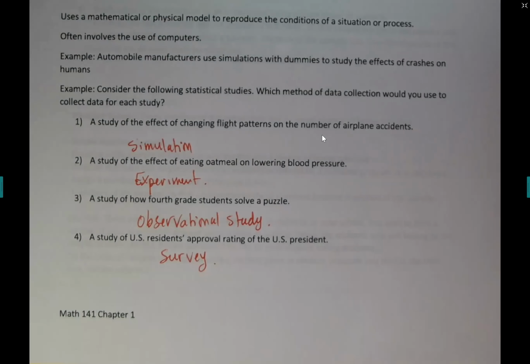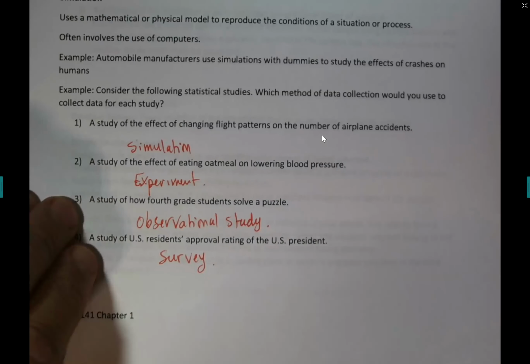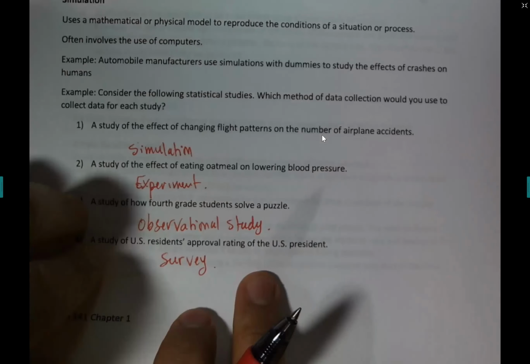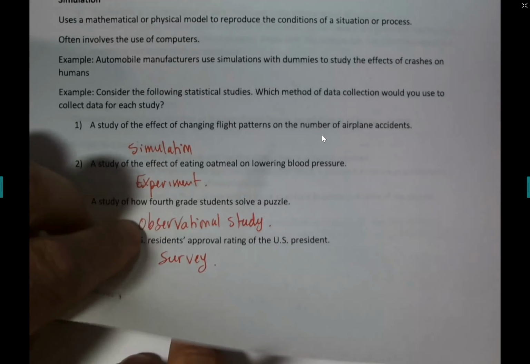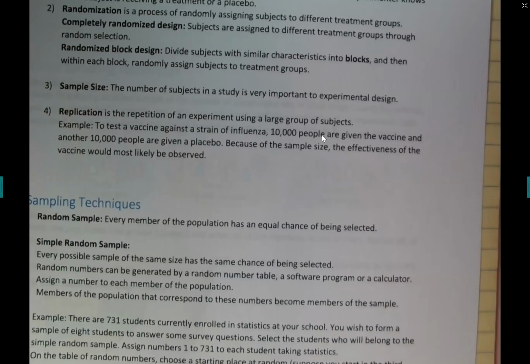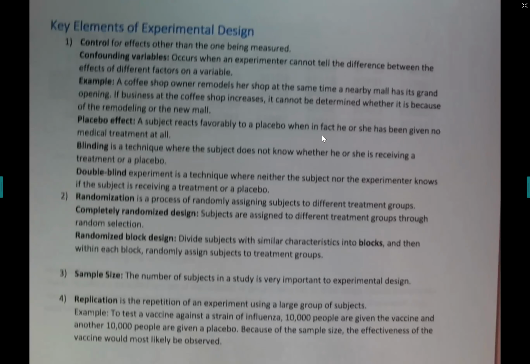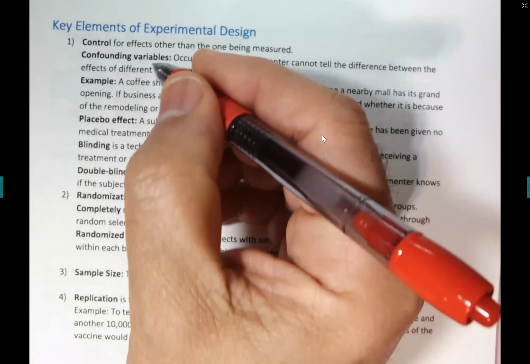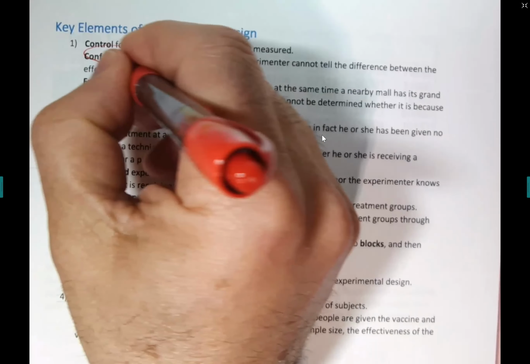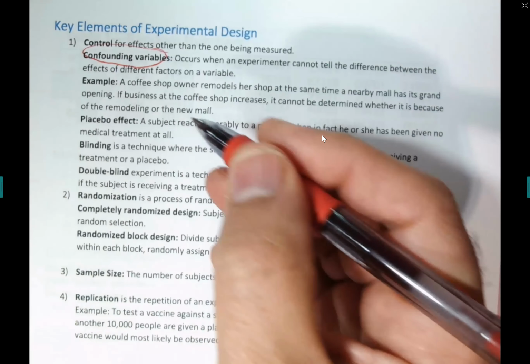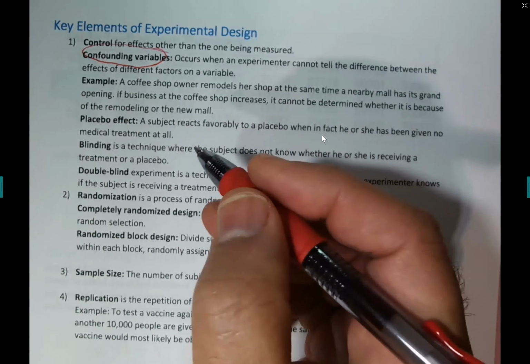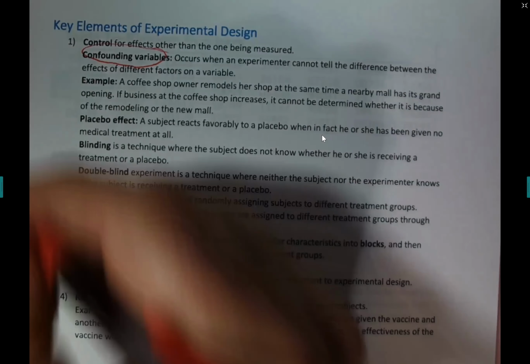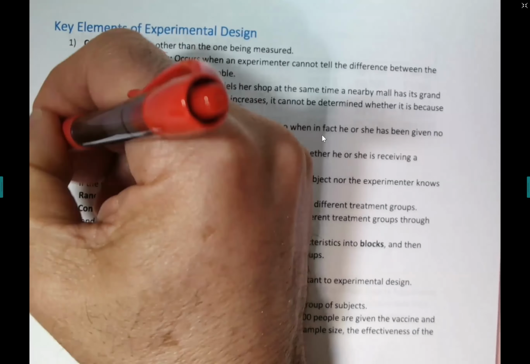Any questions so far? All right. Lots of terminologies, guys, as I told you in the first chapter. You'll not be assessed on this, but I just want to tell you what a confounding variable is. That's an important thing that you need to know, but that will not be assessed.